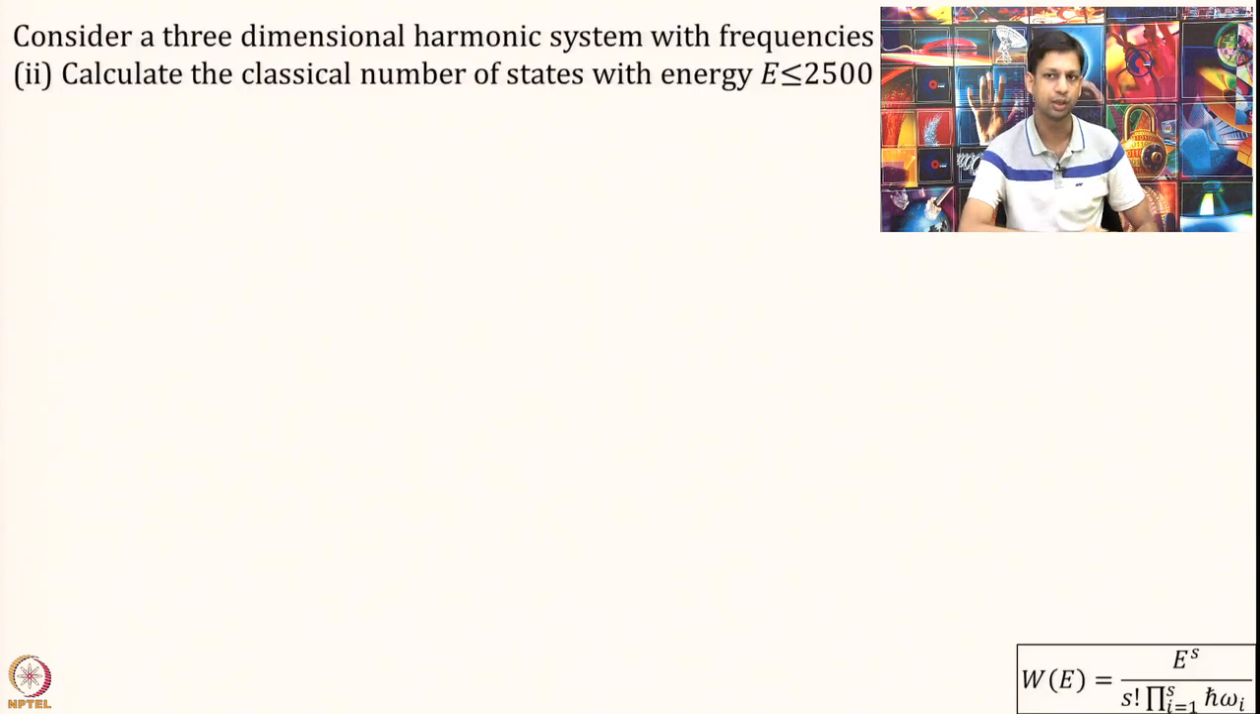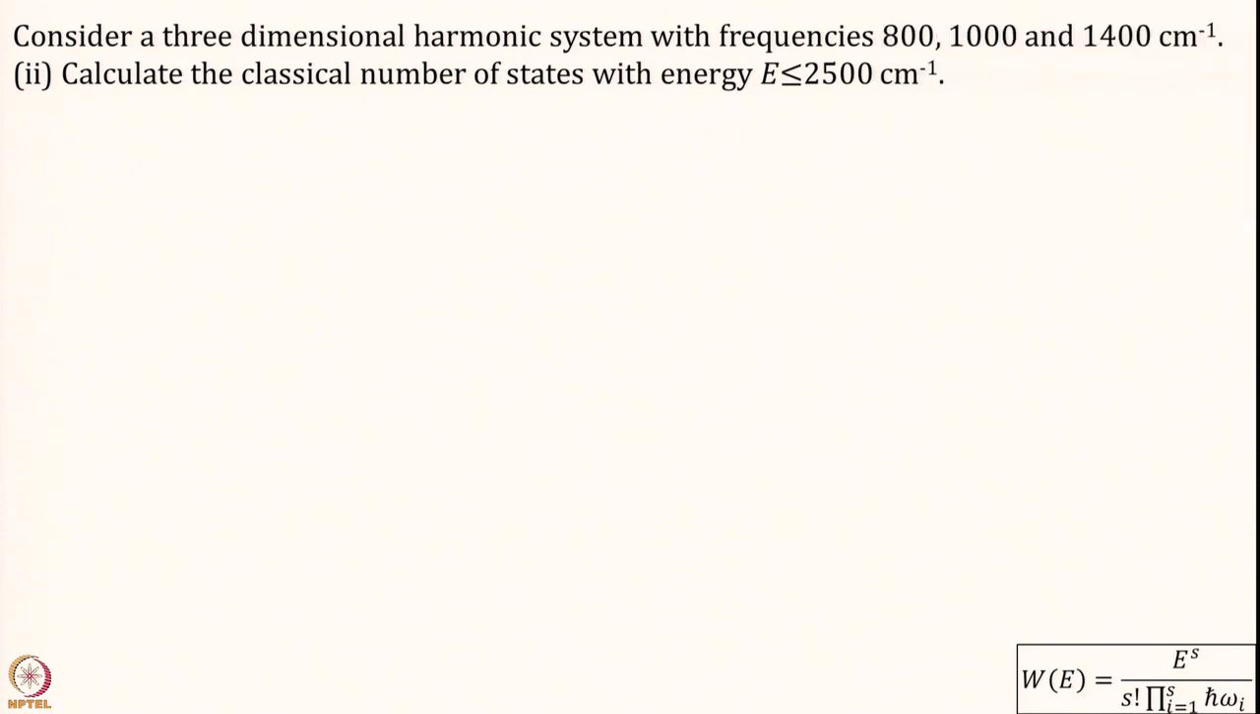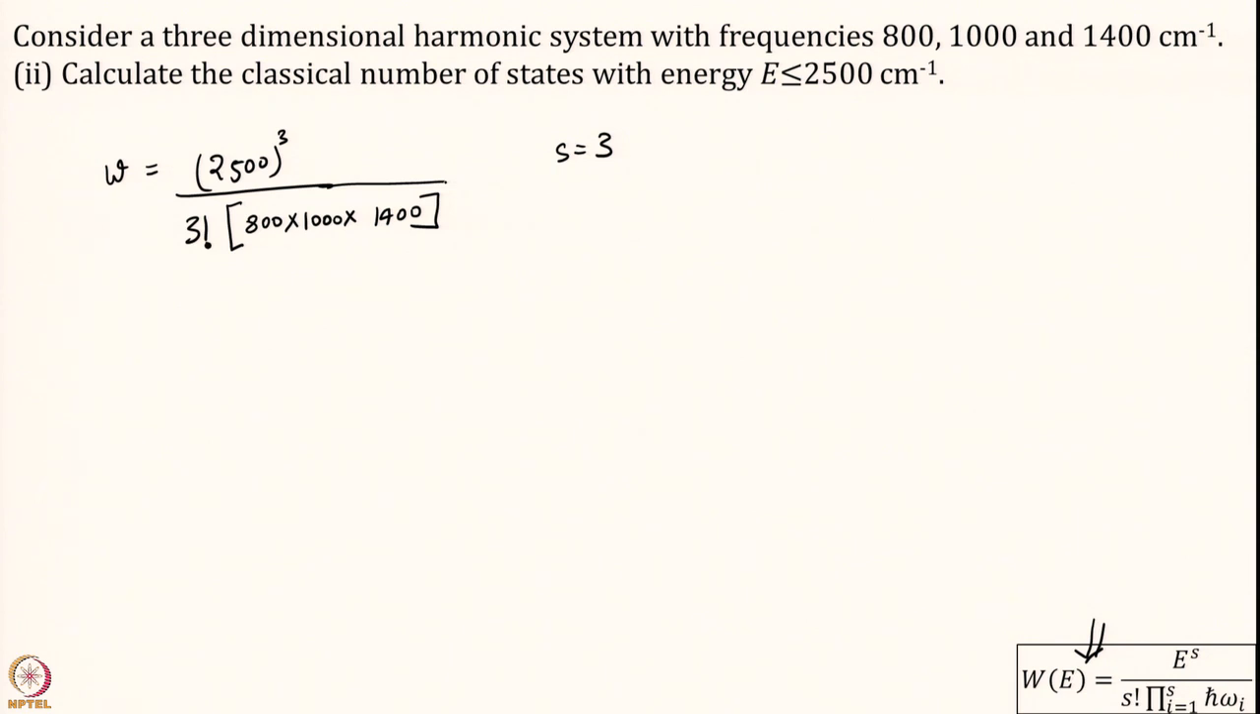Alright. So, let us calculate the same problem. We have three modes with frequencies 800, 1000 and 1400, and I ask you now calculate the classical number of states with energy less than 2500 wave numbers. So, you remember we got 10 for quantum. Let us use this formula now and see what we get now. So, W will be 2500 cube, here S or N is 3 divided by 3 factorial into product of the frequencies 800 into 1000 into 1400. Okay. So, note that this is dimensionless. I have 2500 wave number cube, and these are all wave numbers. So, this cancels out, that is nice. And then I can simply plug it on a calculator. I did it earlier and I got 2.32.